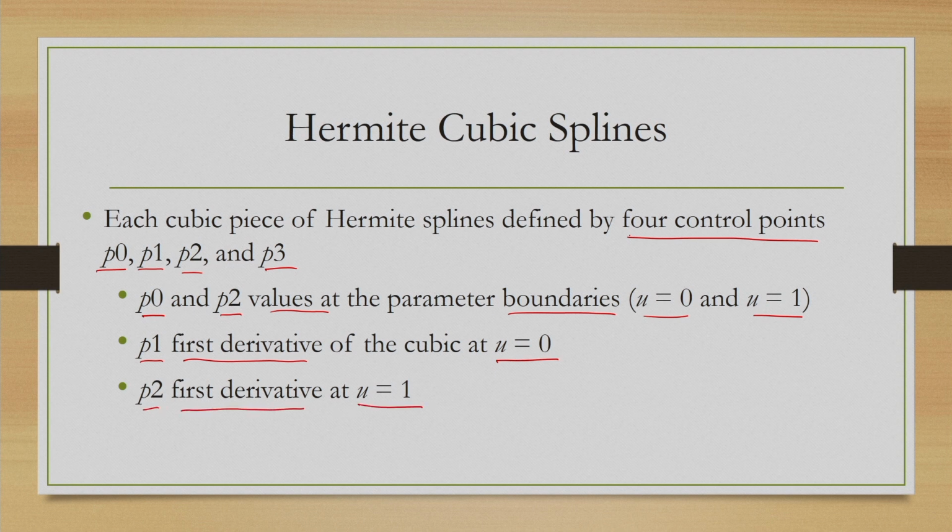So, earlier we had P0 and P3 to be the points at the boundary, and P1 and P2 were the first and second derivatives at the same point, that is u equal to 0. Now, what we have is P0 and P3 we are using to represent the points at the parameter boundaries, namely u equal to 0 and u equal to 1. P1 is the first derivative at u equal to 0 and P2 is the first derivative at u equal to 1. So, at both the boundary points we have first derivatives denoted by the control points P1 and P2.